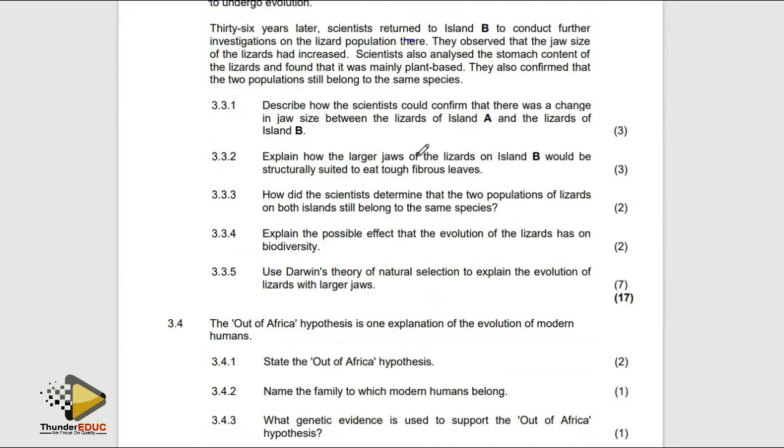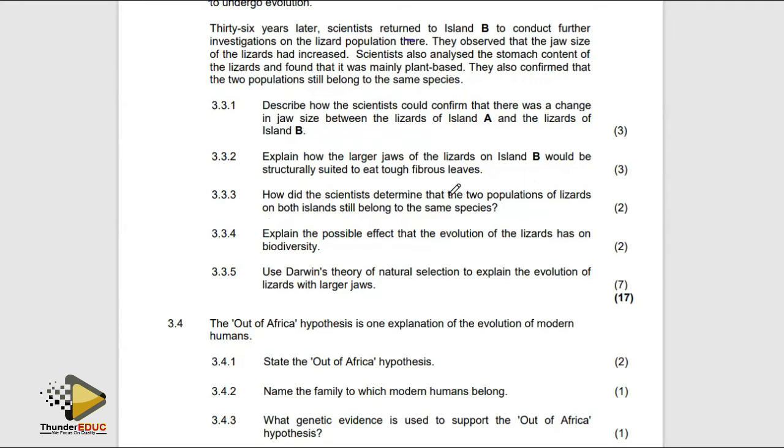Then explain how the large jaw of the lizards on island B would be structurally suited to eat the tough fibrous leaves. Yeah, this could be about the jaws being strong, meaning that the muscles are strong enough, and also the teeth, so that they can have a strong bite and then chew that food. It means that the muscles must be strong, so that the force of grip is high, and then they are able to chew this kind of food.